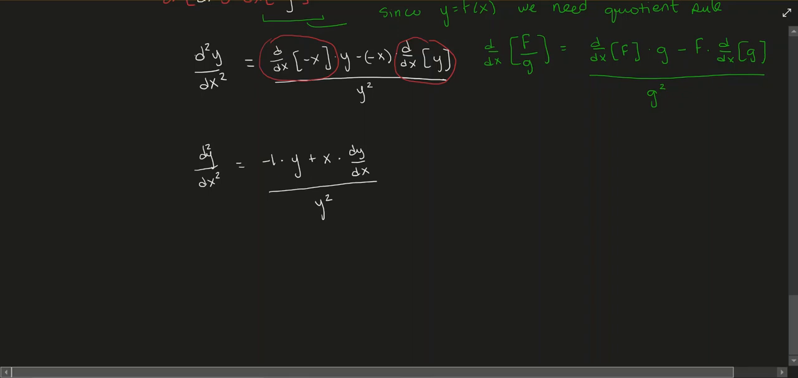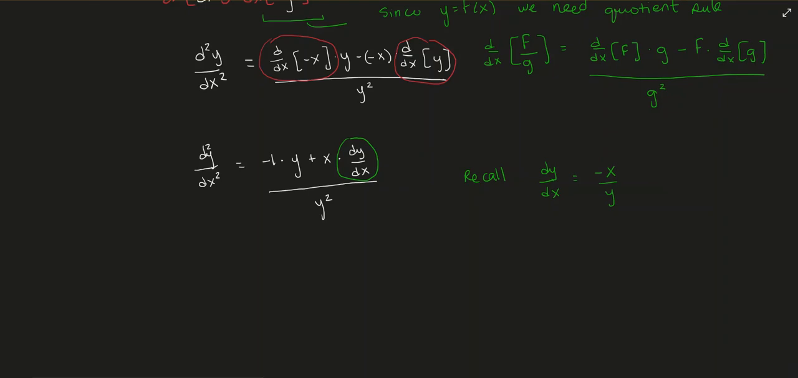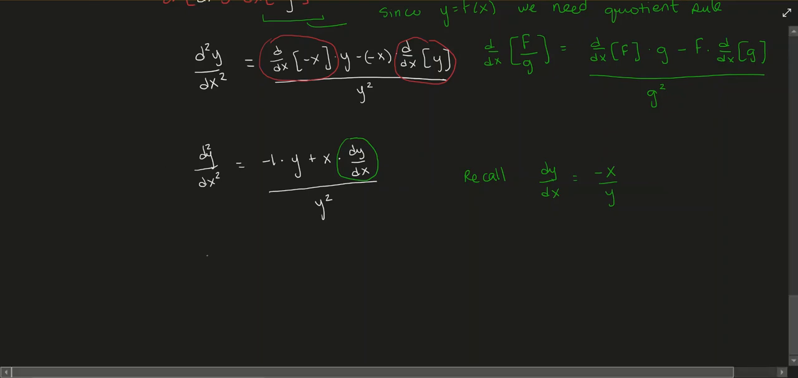Now we know what dy dx is, so we're going to take that and plug it in right here. So recall that dy dx is equal to negative x over y. So we can pop that right into our second derivative equation here.